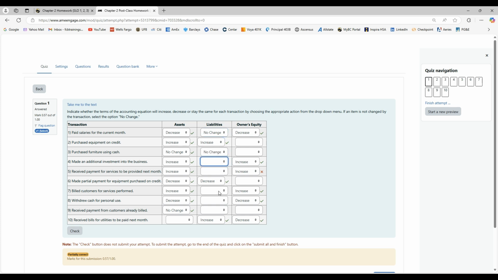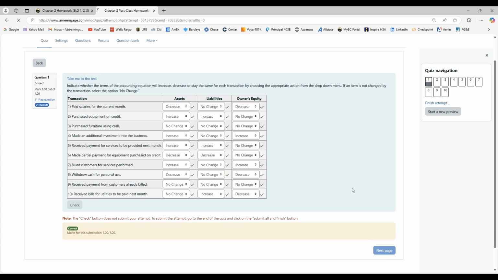So let's go through and just identify those. And what do we got? Receive payment for services to be provided. So we received cash, but we have not yet done the services. So that will be unearned revenue, not revenue. I misread that. Apologize. And then made partial payment. So let's go to change. There we go. Now we're at 100%.